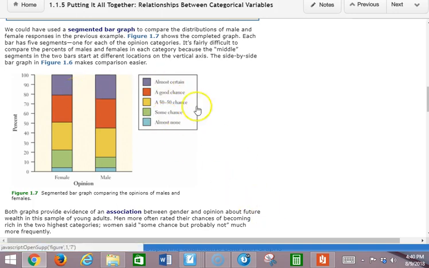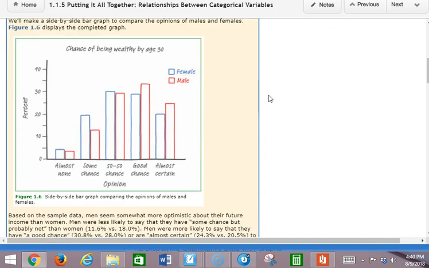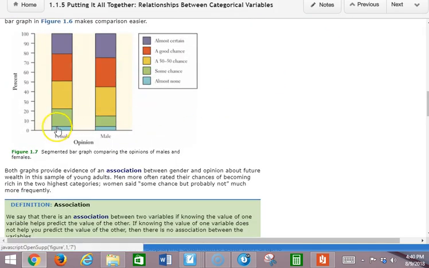Something I want to point out is that for the females, for example, we had 4.1% for almost no chance and 18% for some chance. So when I go on the scale here, notice on the segmented bar graph, this blue would end at 4%. This is 18%, so when you add the 18% to the 4%, the next mark here is about 22%. Then you would add whatever percent was in the next category to bring us up to the mark. So this tells us that about 50% or less thought there was either a 50-50 chance or less of future wealth. Okay, so those are some things you can look at with a segmented bar graph.